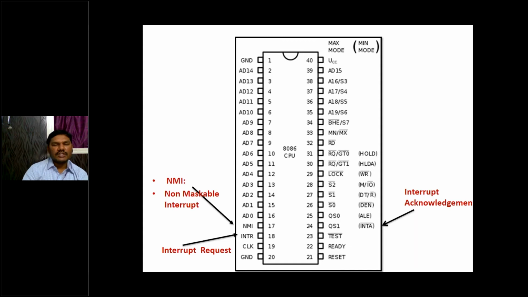That is not correct. So that's why, for this kind of communication, the 8086 pin diagram has three pins: NMI, INTR, and INTA. We will see what these pins indicate. These pins, along with the hold acknowledgement, RQ by GT0 and RQ by GT1, are called the interrupt pins.